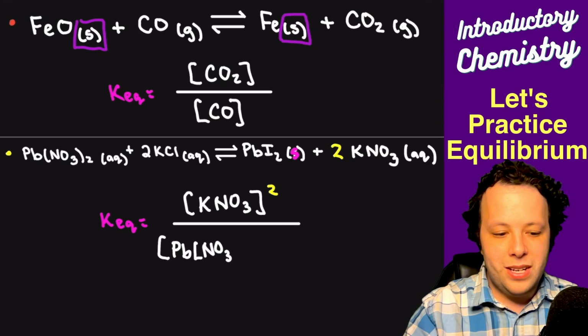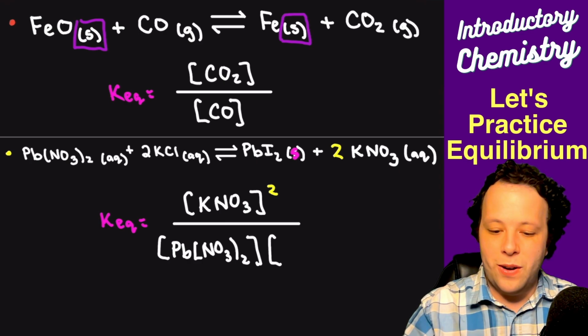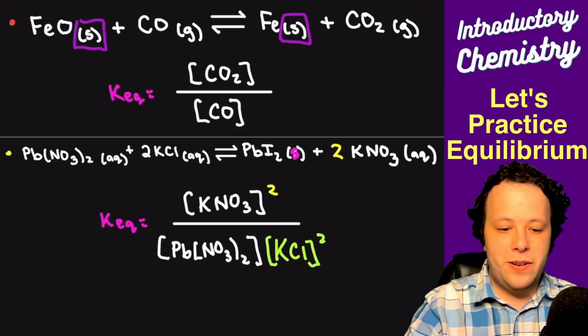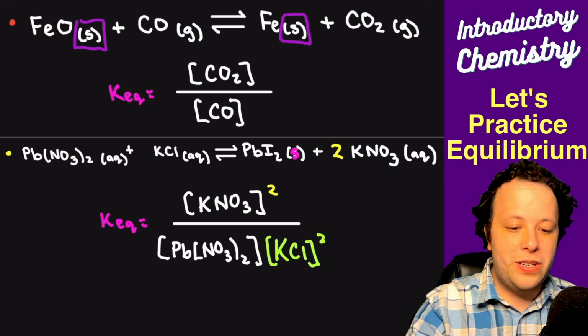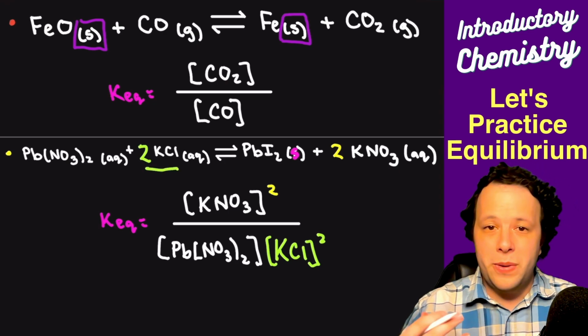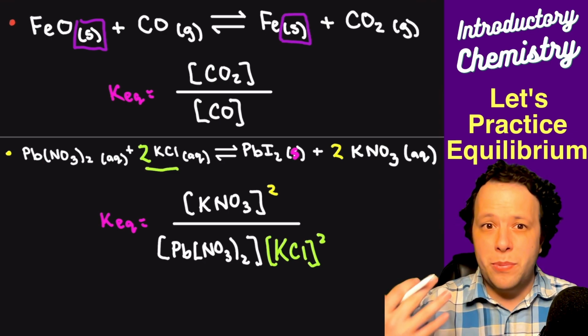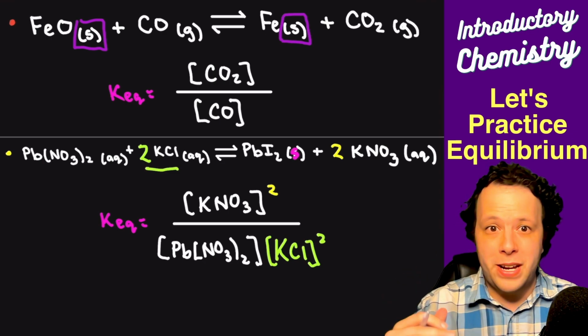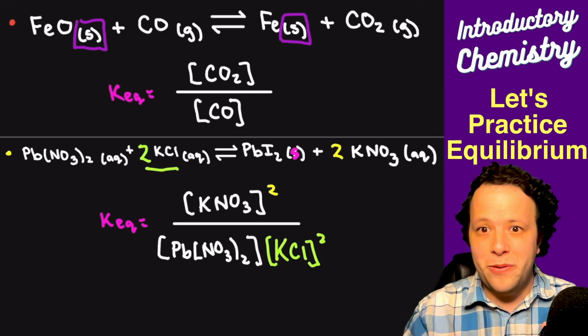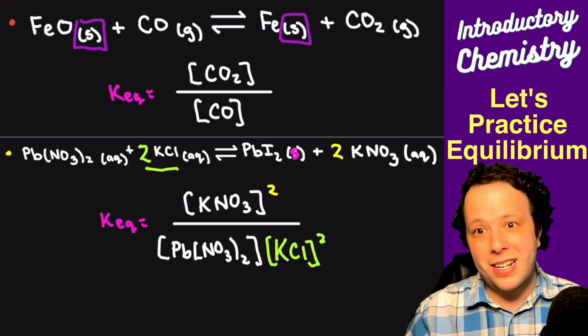PbNO3, and that's going to be a subscript of 2 outside of brackets. And then we have our KCl. So we'll put that in another color just to help emphasize it. And that's to a power of 2 because of the coefficient on the left-hand side. Okay, so we want to make sure that we follow along with all these, plugging them all in. Remember, products over reactants, place your powers. So it's just putting your coefficients as powers, and this is how we do these kinds of problems.